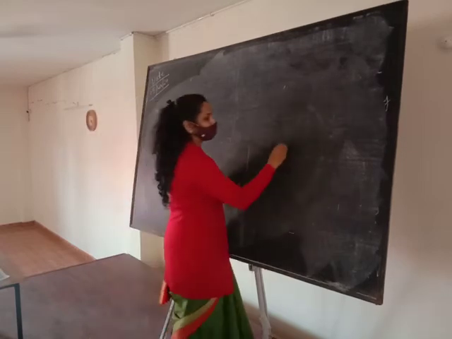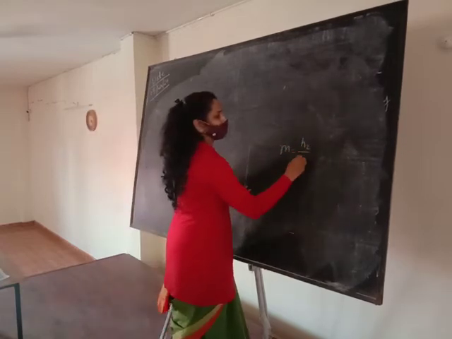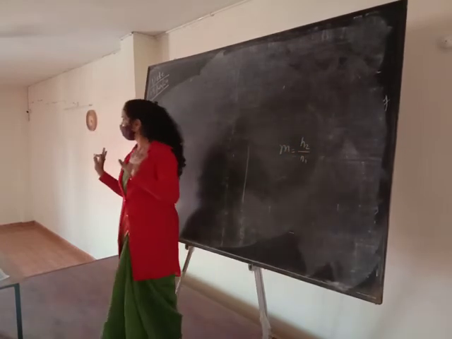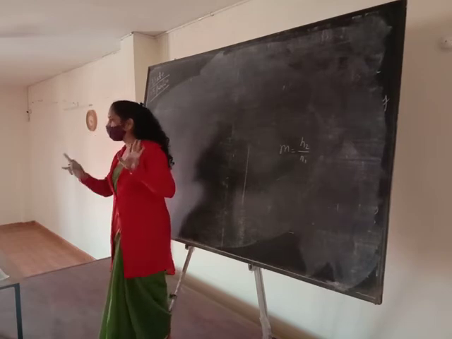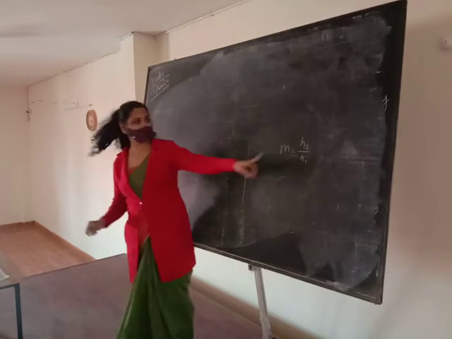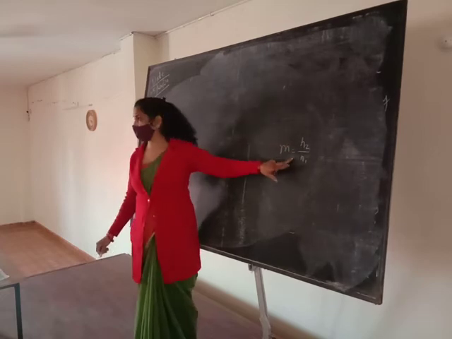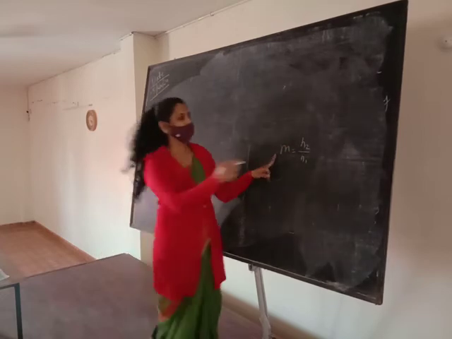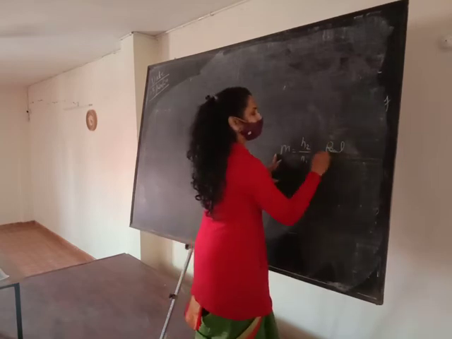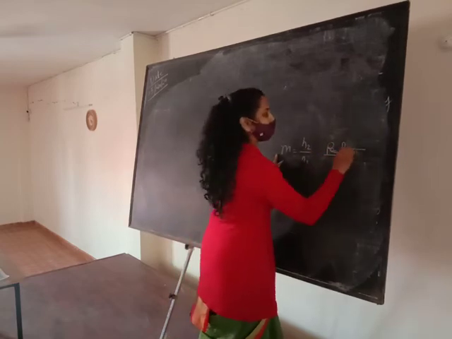We know that magnification is equal to h2 upon h1. Now h1 is always positive. If a real image is formed, it is always inverted. It means h2 will be negative here. So if h2 is negative and h1 is positive, magnification will be negative. It means if a real image is formed, magnification will be negative.